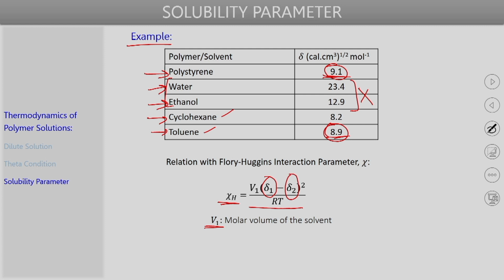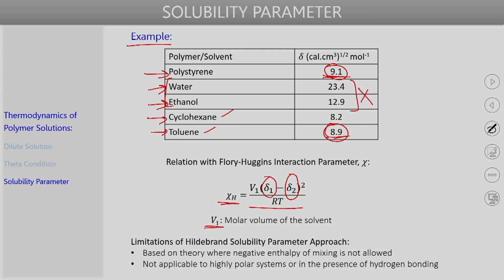So, again to reiterate, a polymer will be highly soluble in a given solvent if its solubility parameter is close to the solubility parameter of that solvent, and if the difference delta 1 minus delta 2 is large, then the solubility will become relatively poorer.